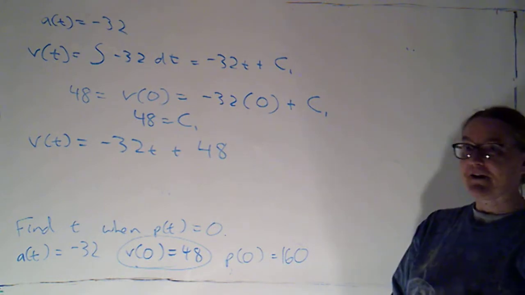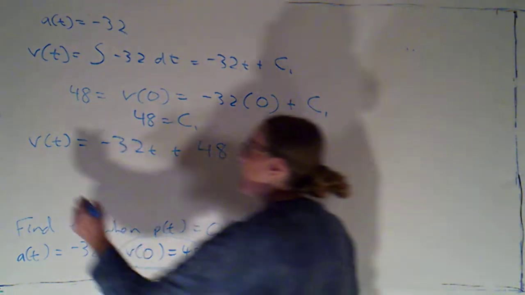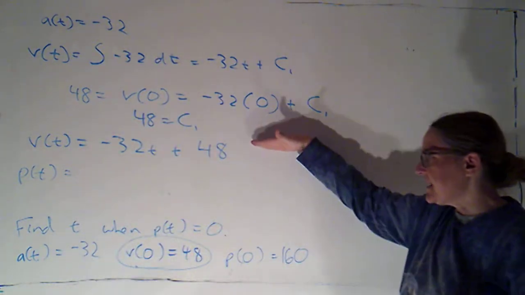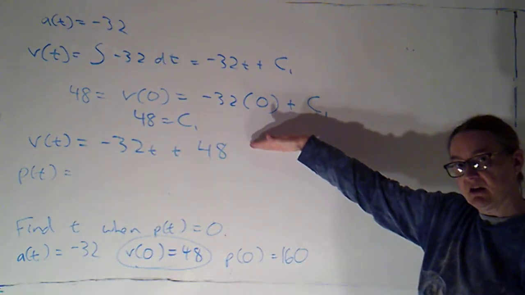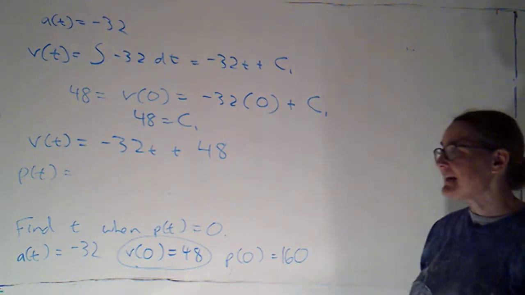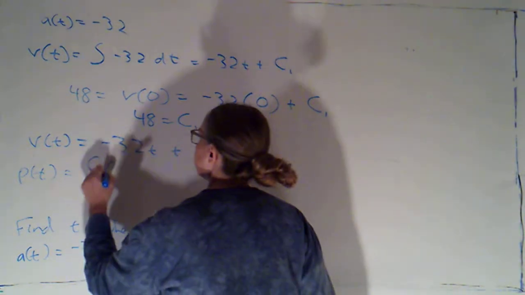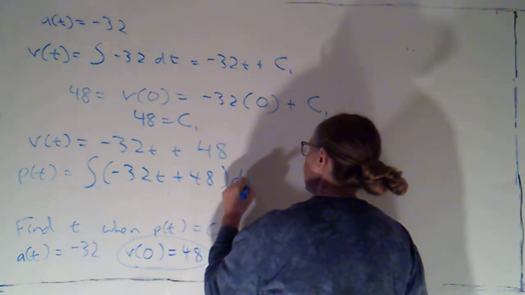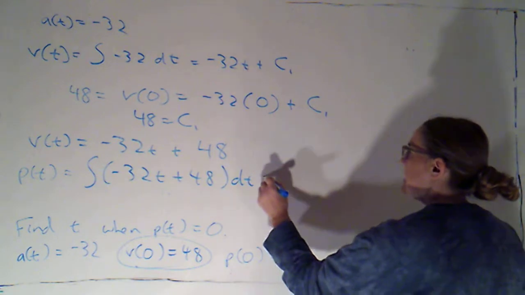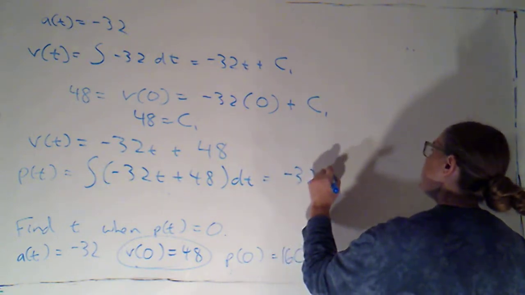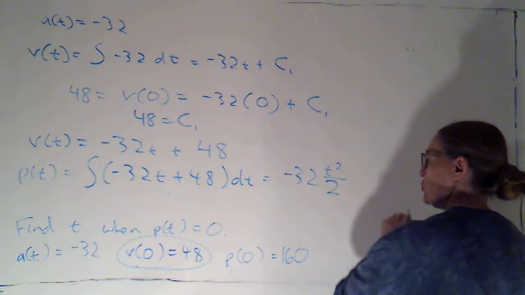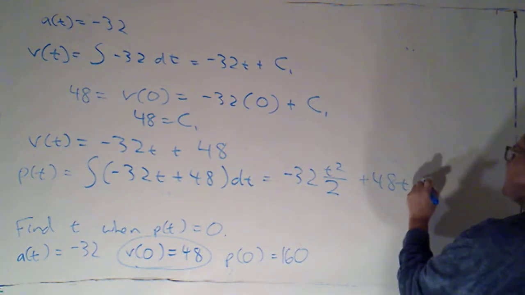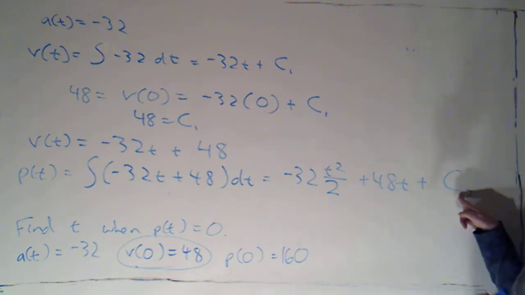Now I want to try to find my position. Well, again, the relationship is that velocity is the derivative of position, so position will be an antiderivative of velocity. So I'm going to integrate negative 32t plus 48 with respect to t. So that's going to give me negative 32t squared over 2 plus 48t plus c2.